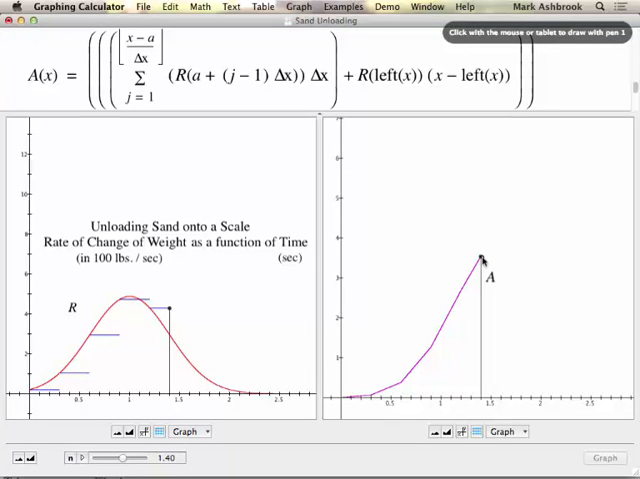All right. In other words, what are the coordinates of this point? The x coordinate is 1.4. The y coordinate is exactly A of 1.4. Is that an exact amount of weight or an approximate amount of weight? That's an approximate amount of weight on the scale at 1.4 seconds. So how does it do it? What does the value of J mean?